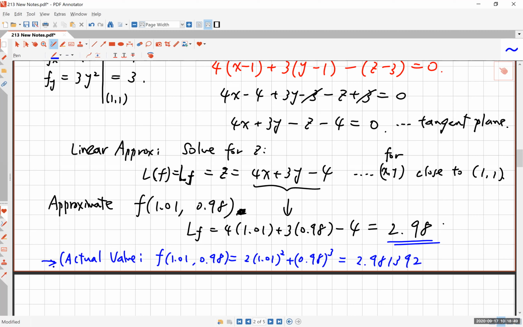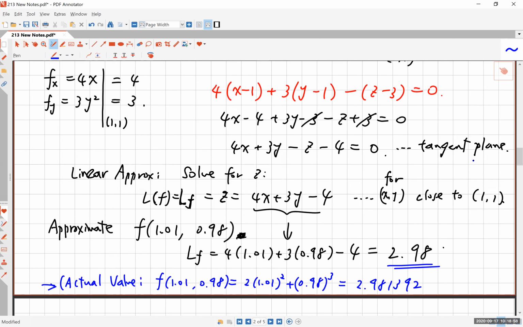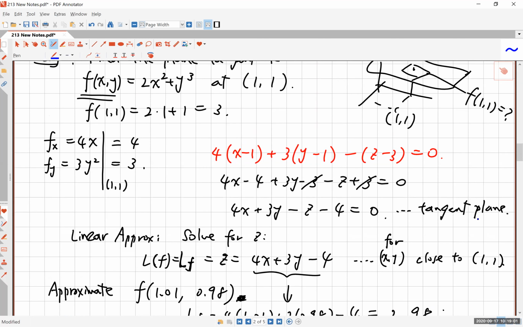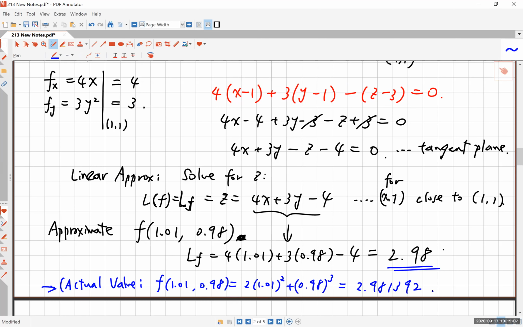And here I have actually just paused my recording and calculated the actual value. If you want to calculate the actual value, you would have to basically use a calculator, right? 2 times 1.01 squared plus 0.98 cubed is equal to this. Of course, this is possible, especially if you have a calculator, it's pretty simple. But again, sometimes you don't have an explicit formula for f, and in that case, you may have to depend on your linear approximation. Notice here, that's fairly close to each other, right?